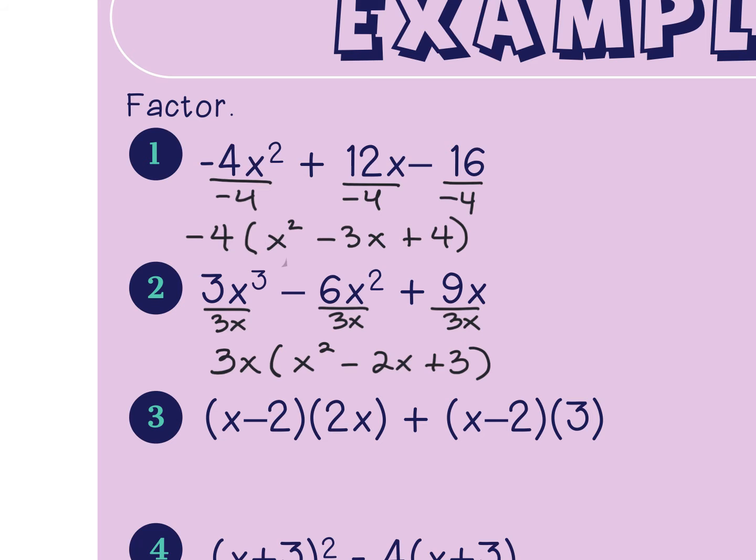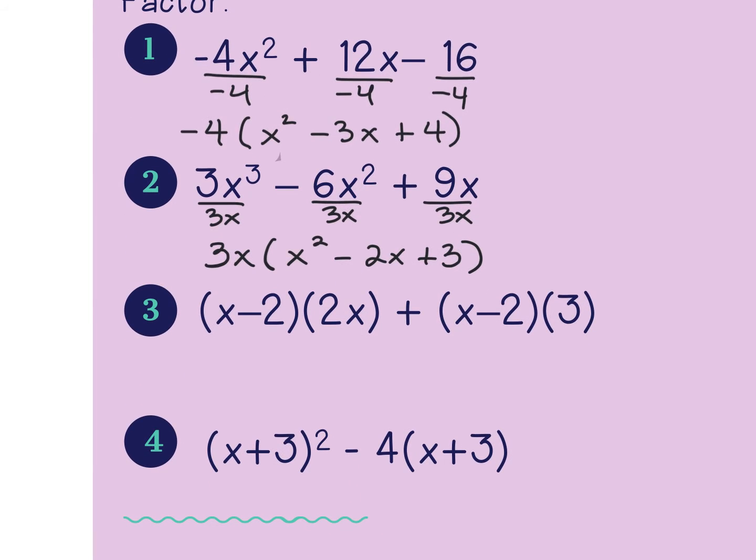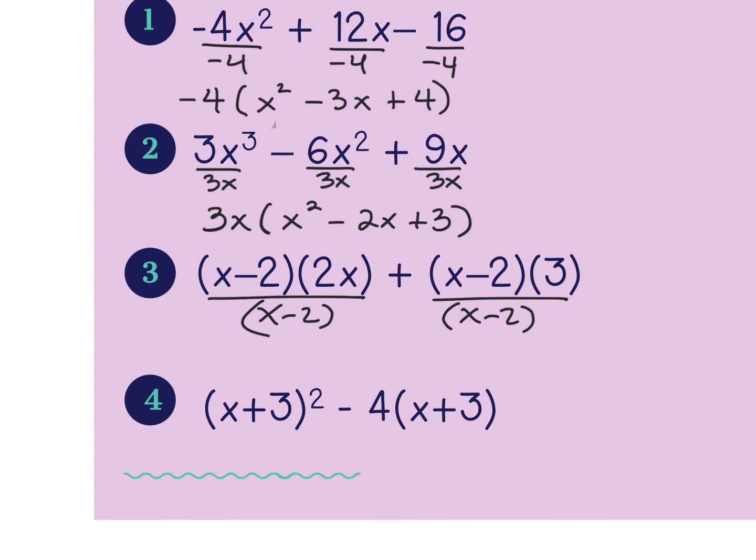Now, number 3, your greatest common factor does not have to be a monomial. It could be a binomial. And if you notice here, the factor that's in common, this is a term and this is a term, and what they both have in common is the x minus 2. So that is going to be my GCF here. It can be a binomial. So I'm going to divide this one by x minus 2 and this one by x minus 2. That's my GCF that's going to go on the outside.